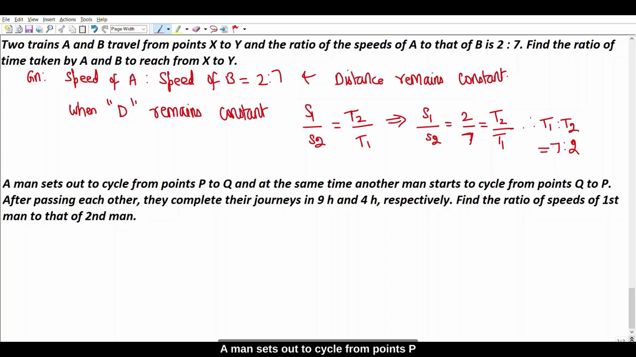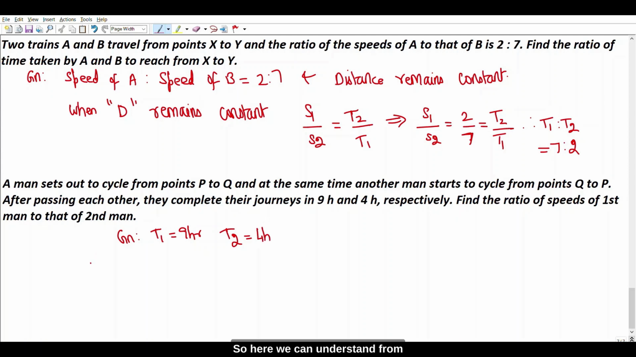A man sets out to cycle from points P to Q and at the same time another man starts to cycle from points Q to P. After passing each other, they complete their journeys in 9 hours and 4 hours respectively. Find the ratio of speeds of first man to that of second man. So from the question, we can see that T1 is equal to 9 hours, T2 is equal to 4 hours.